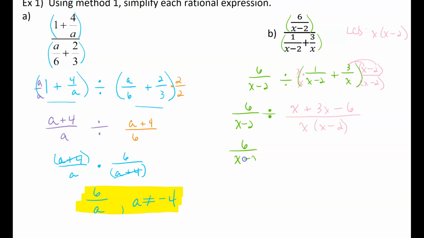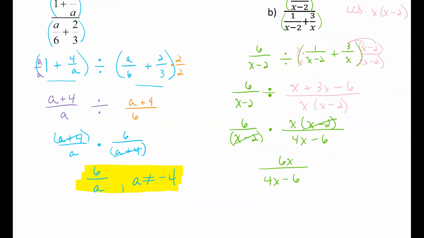6 over x minus 2, change the division to multiplication. Now I'll have x times x minus 2 in the numerator, all over. Once I collect my like terms, I have 4x minus 6. Okay. And then what do we notice happens? X minus 2, x minus 2's. We can divide those out, and I'm left over with 6 times x in the numerator and 4x minus 6 in the denominator. But is there something further I can do to simplify?